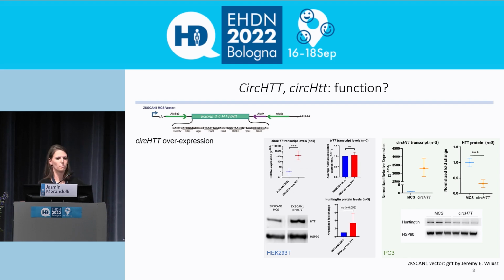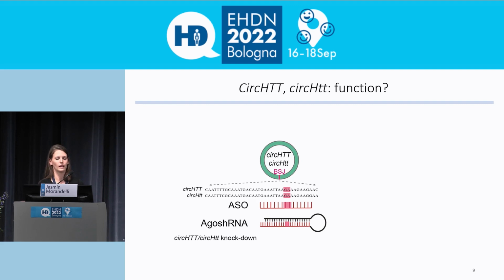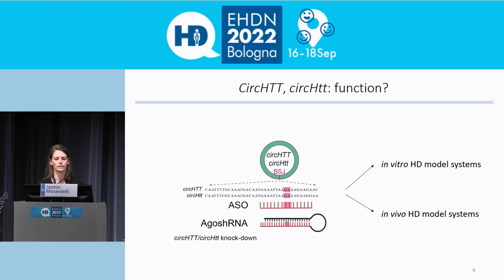Another way of tackling the question of the function of this molecule is by specifically knocking it down. So we are planning to use antisense oligonucleotides and shRNAs that specifically target the splice junction, the unique feature of this molecule, and perform knockdown experiments both in vitro as well as in vivo to understand its biological relevance in general, but more specifically also for Huntington's disease.